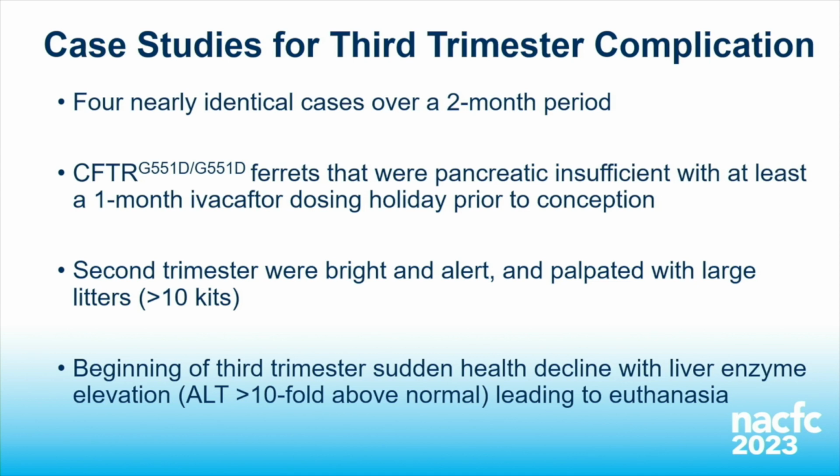They're bright, alert. We palpated. They had large litters, more than 10 for each of these, which is actually above average litter sizes. And it was going fine until the first few days of the 3rd trimester. Suddenly, that next morning, they were lethargic, no appetite. They just were not doing well, sudden health decline. We looked at their blood panel. The liver enzymes were very bad. ALT was off the charts, and obviously we had to euthanize them at that point.